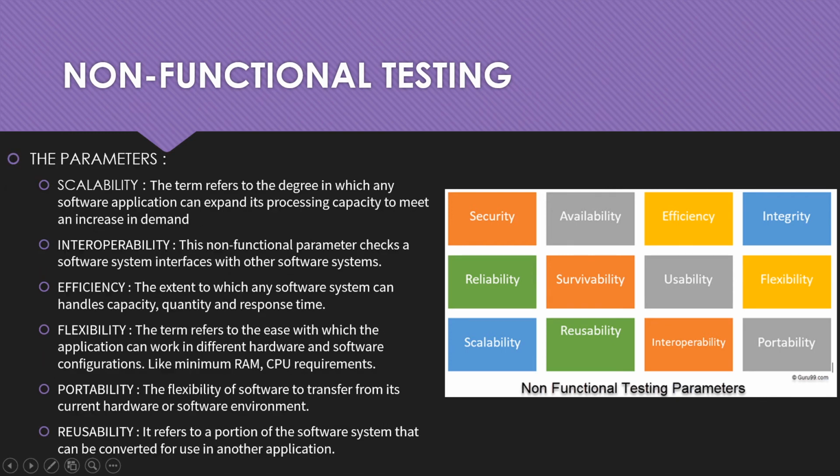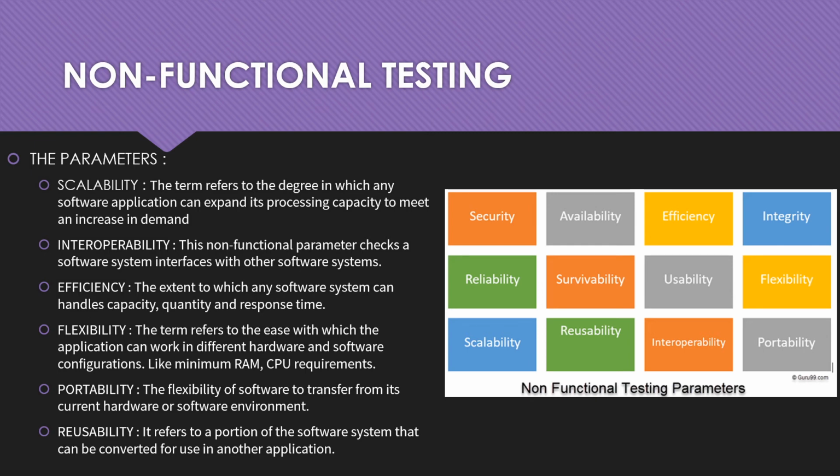And then the next parameter here is scalability. Scalability is about the extent to which any software application can expand its process capacity to meet an increase in demand. So it is like the maximum number of users. And scalability can be tested by scalability testing.